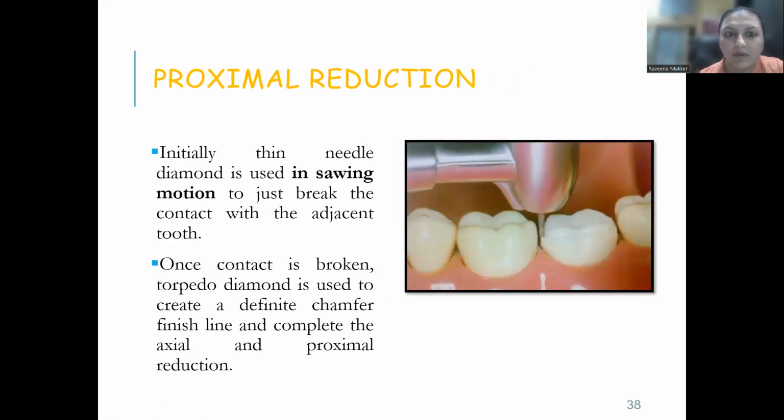Then is the proximal reduction. Initially, a thin needle diamond is used in sawing motion to just break the contact with the adjacent tooth. This is the needle diamond which is used in sawing motion to break the contact with the adjacent tooth. Now, once the contact is broken, torpedo diamond is used to create a definite chamfer finish line and complete the axial and proximal reduction.